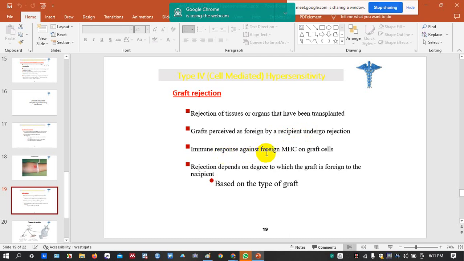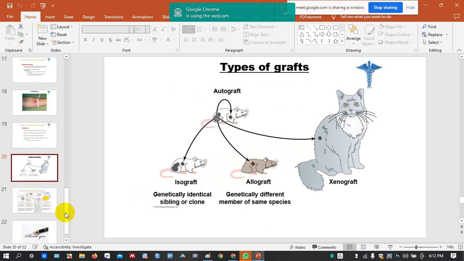So immune response against foreign MHC on graft cells, very important. If you have a graft cell or an organ coming from an organ bank, it will have what? Foreign major histocompatibility receptors on its surface. So the host, because it's foreign to it, will reject it. The host immune system will reject it by producing antibodies against it. Rejection depends on the degree to which the graft is foreign to the recipient, based also on the type of graft. It's important.